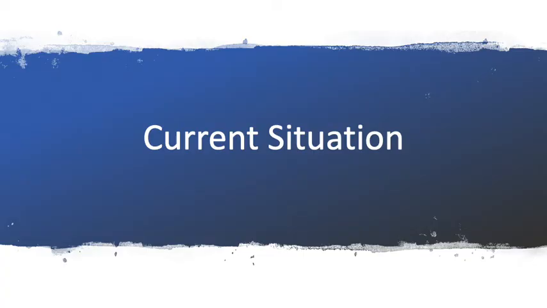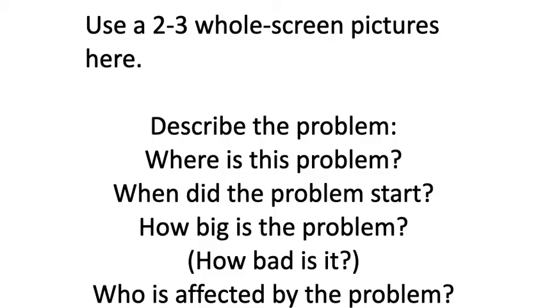The next section is called Current Situation. We will need 2 or 3 or more pictures for this section. This is the setting or situation. Where is the problem, and when did it start? How big is it, and who is connected to it? Maybe you will use a map, or maybe a picture of people trying to eat. Use 2 or 3 pictures to help us understand who, when, where, and how big or how bad.